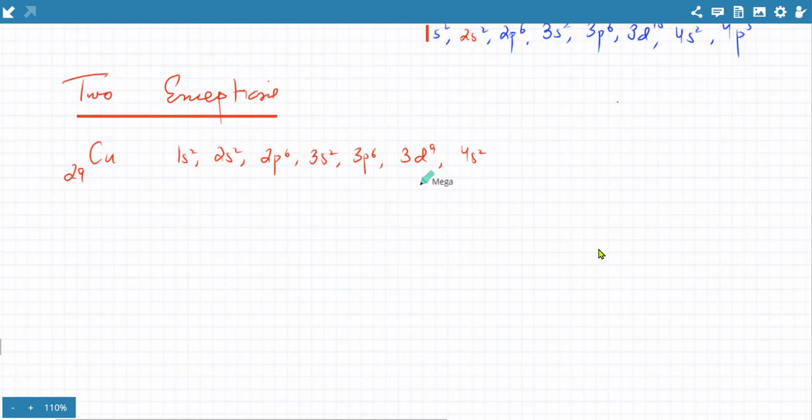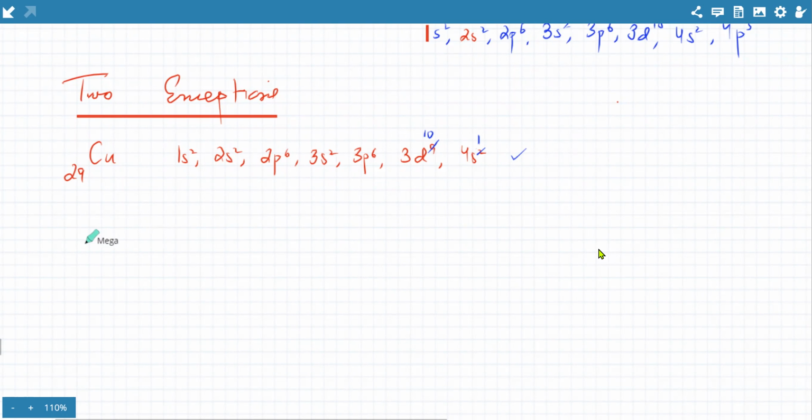But in reality, copper has this electronic configuration. Instead of 3d9, it actually has 10 electrons. And instead of 4s having 2 electrons, it actually has 1 electron in the 4s. So it's 3d10, 4s1. So you have to remember this.